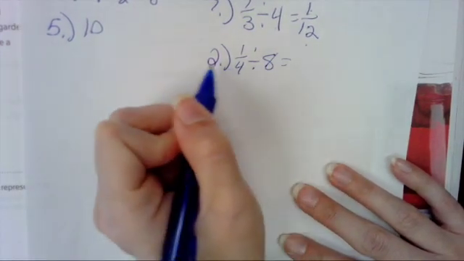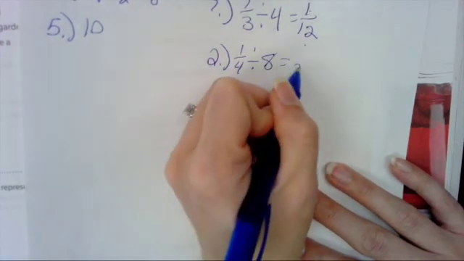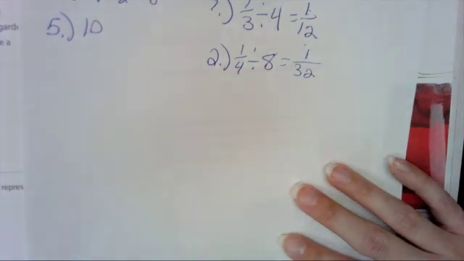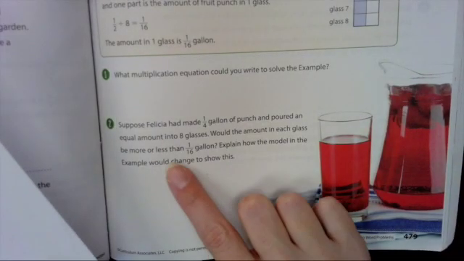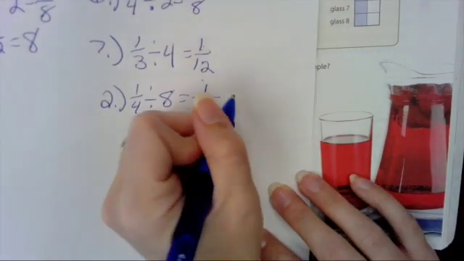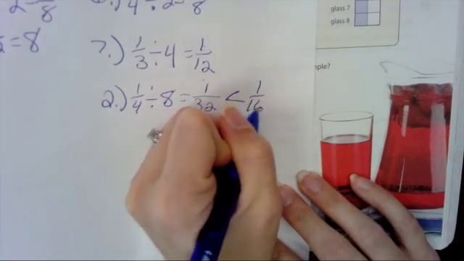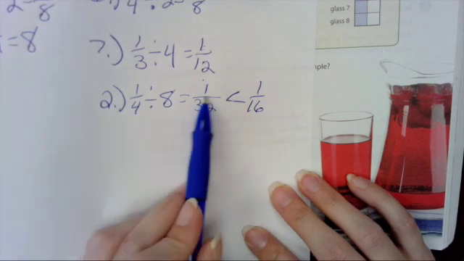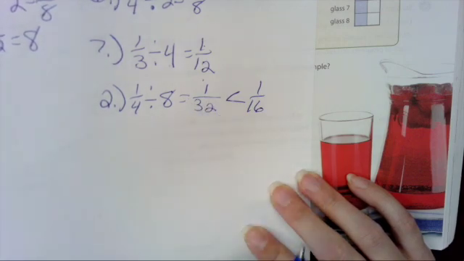That would be 4 times 8 is 32, 1/32. But the question says, is that more or less than 1/16? That is less than 1/16. Remember, the bigger the denominator, the smaller the pieces are.